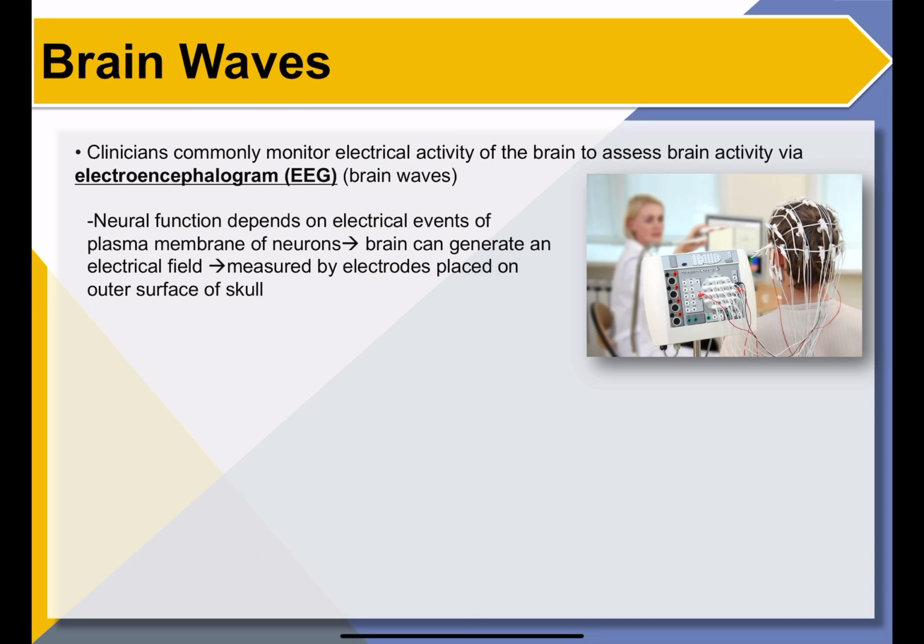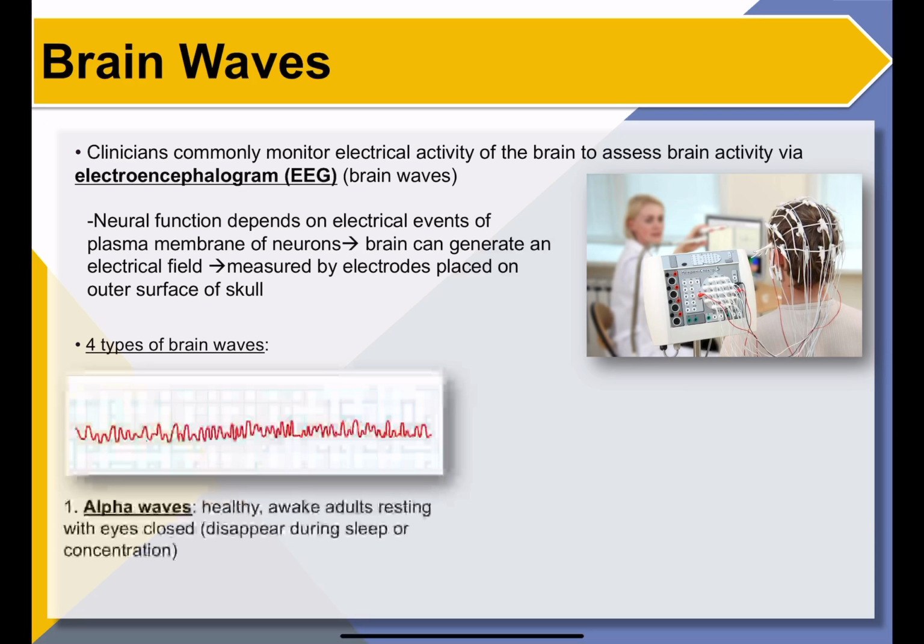And there are 4 main types of brain waves that can be read from EEG. Alpha waves are those that are observed from healthy, awake adults resting with your eyes closed. This is when you're in your hum moments, okay, where you're just resting, relaxing, not really thinking about anything, not worrying about the lecture exam coming up. You're just in that peaceful moment, okay? So this is what happens, that will show up as alpha waves on the EEG.